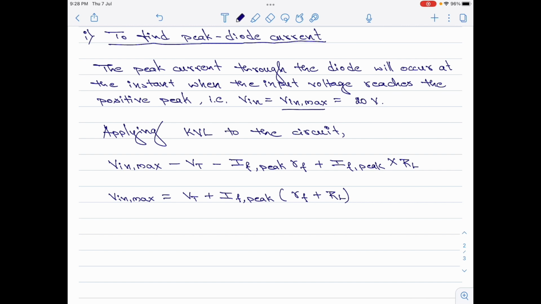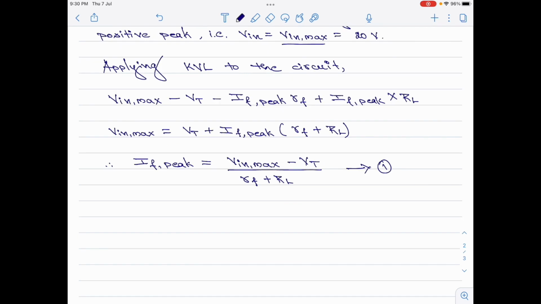Since we are asked to find the peak diode current, I will once again rearrange the equation for If peak. Let this be equation 1. Let us now substitute the values in equation 1 and find the peak value of the diode current. V in maximum is 20 volt, Vt is 0.7 volts, Rf is 10 ohms and RL is 500 ohms.